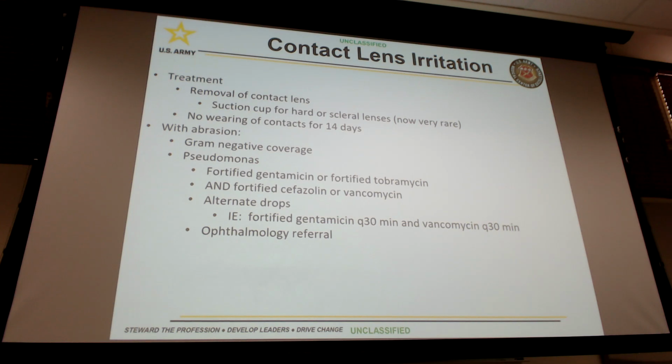The treatment for contact lens irritation is pretty self-explanatory. Step one, remove the contact lens and wear your glasses. Okay? That's why you should have 2 backup pairs of glasses if you wear contact lenses. Okay, so if there's no other abrasion, then we just keep them out of contacts for 2 weeks and then baby step them back into wearing contacts. If there is an abrasion, then obviously we treat it with topical antibiotics.